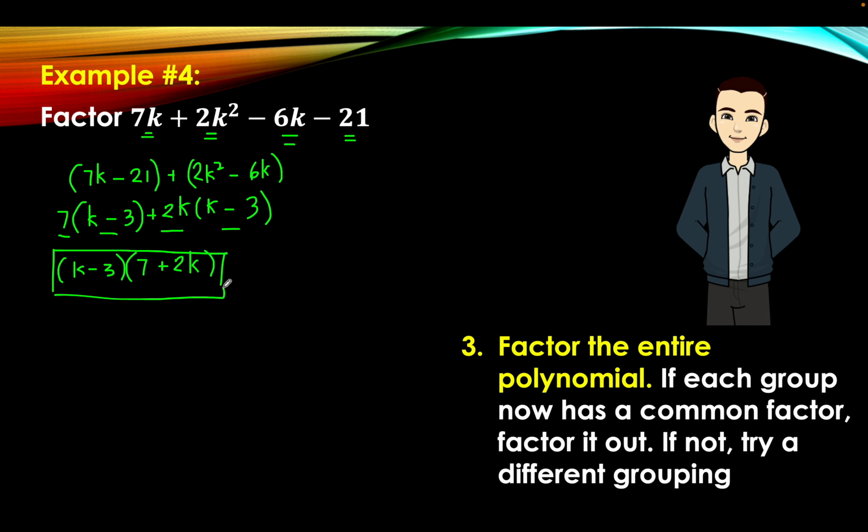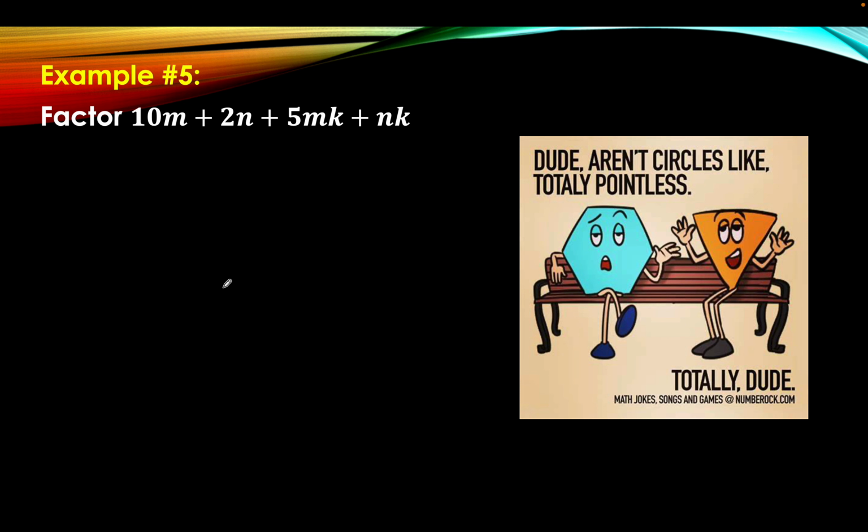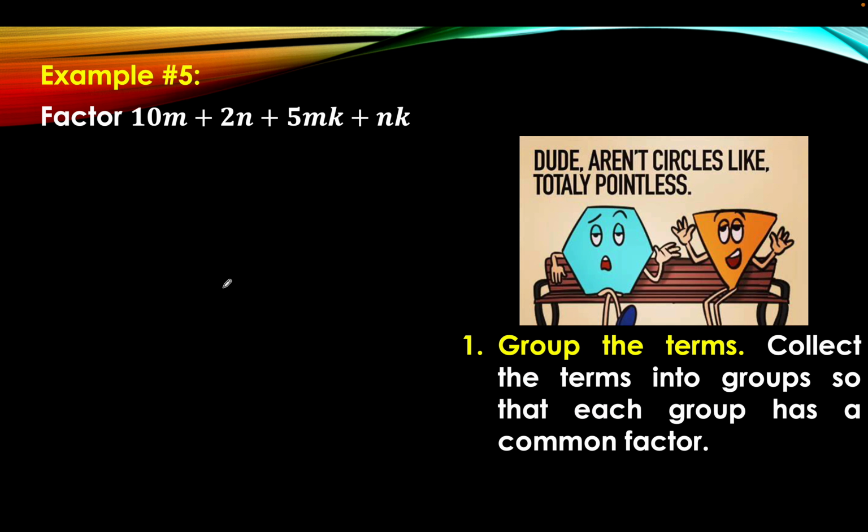And let's have the last example. Given the polynomial 10m plus 2n plus 5mk plus nk. So in this polynomial, all the terms are positive. So all we need to do is to collect the terms into groups so that each group has a common factor. And here, we can see that 10m and 2n have a common factor. The same also with 5mk and nk. Thus, we have the quantity 10m plus 2n plus the quantity 5mk plus nk.